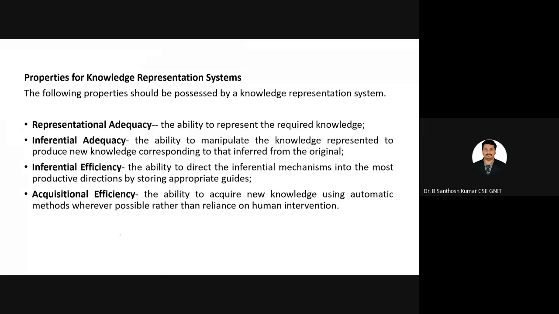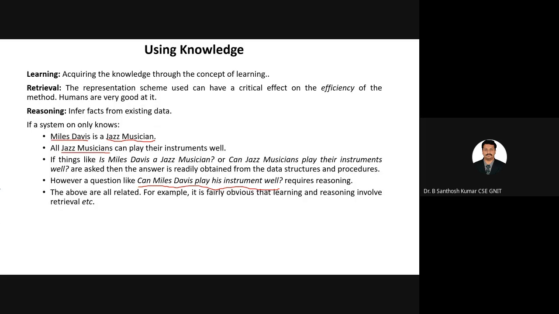Acquisitional efficiency means the ability to acquire new knowledge using automatic methods wherever possible, rather than relying on human intervention. In the previous example, we discussed that they are giving two statements. The first statement is Miles Davis is a jazz musician. The second statement is all jazz musicians can play their instrument well. From the two statements, we are acquiring another statement. Acquisition means that the new statement is Miles Davis can play his instrument well.